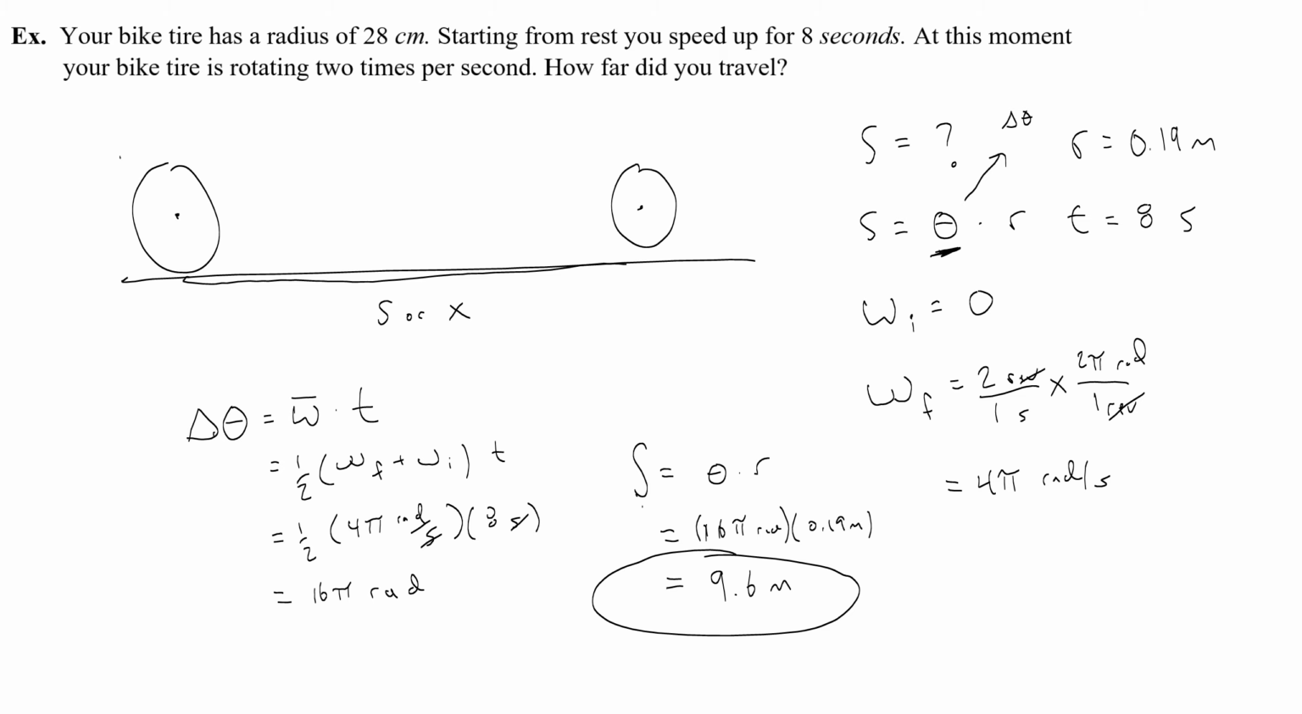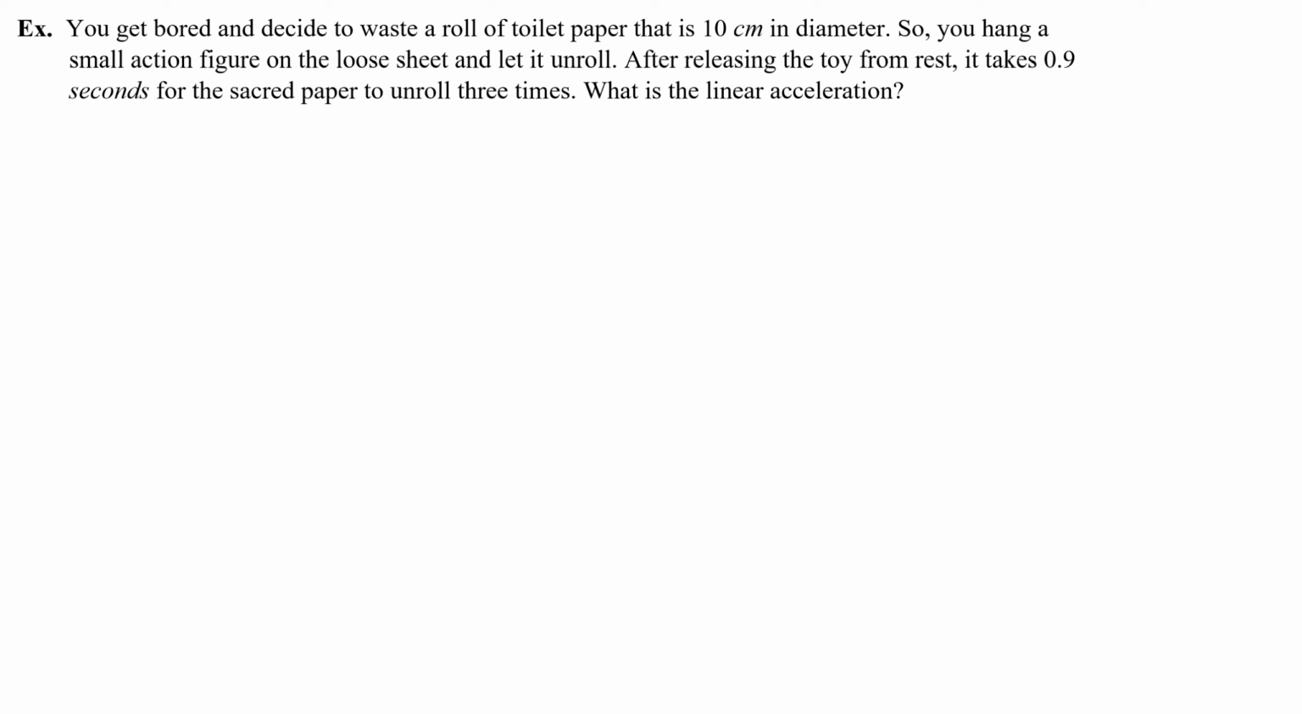Let's do one more problem. You get bored and decide to waste a roll of toilet paper that is 10 centimeters in diameter. So you hang a small action figure on the loose sheet and let it unroll. After releasing the toy from rest, it takes 0.9 seconds for the sacred paper to unroll 3 times. What is the linear acceleration? Okay, so if I was going to draw this, I'd have a roll of toilet paper and a little tiny action figure hanging off to the side.